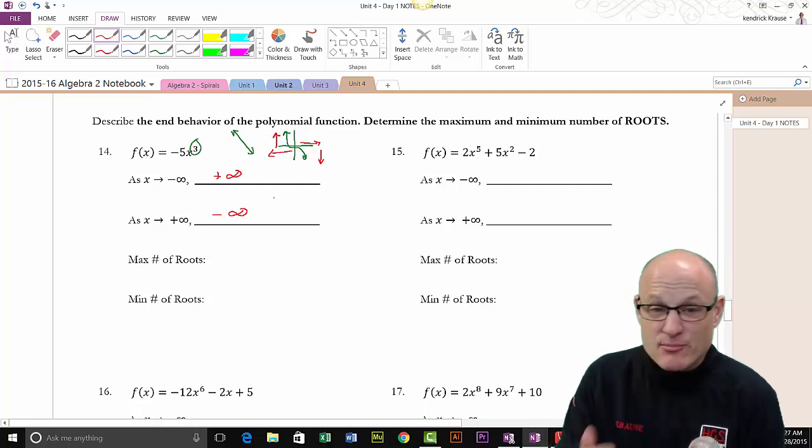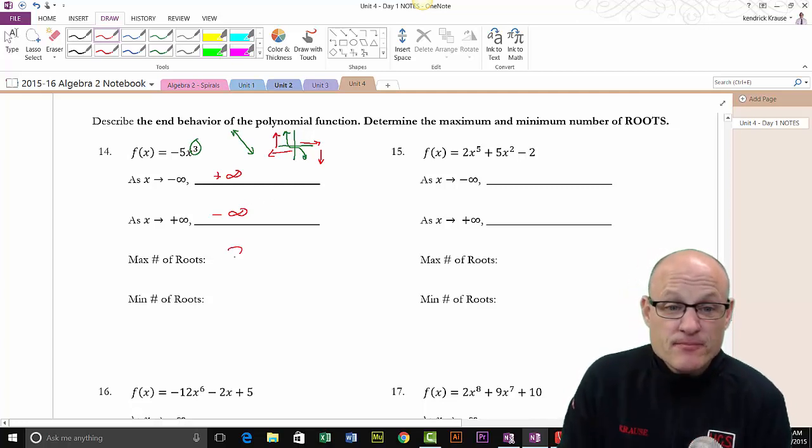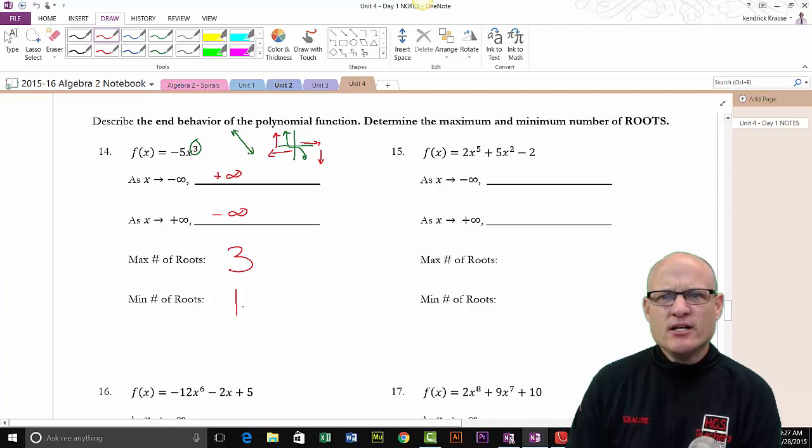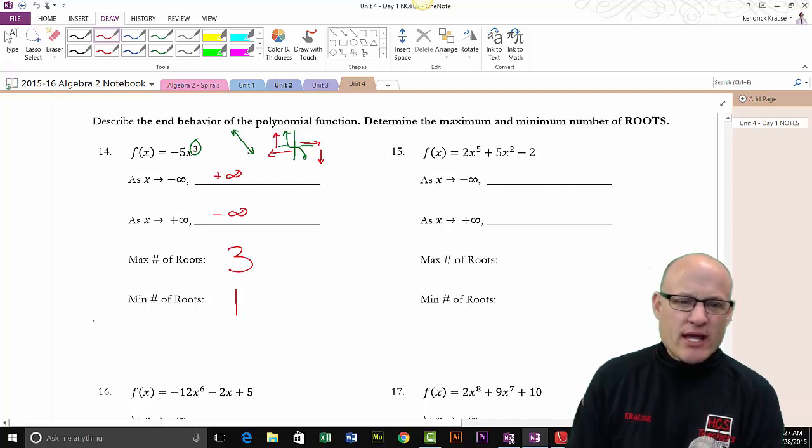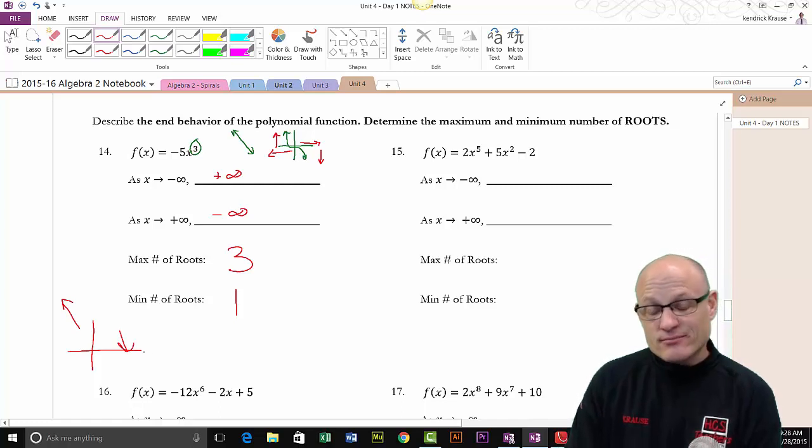The maximum number of roots for a cubic would be 3. The minimum would be 1. Now, why would it be 1? Well, think about it. Is there any way that a cubic that's going to go up in one direction and down in the other not cross the x-axis?